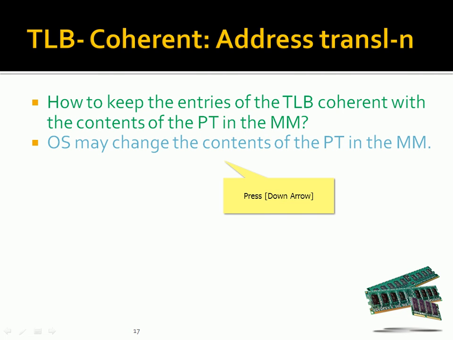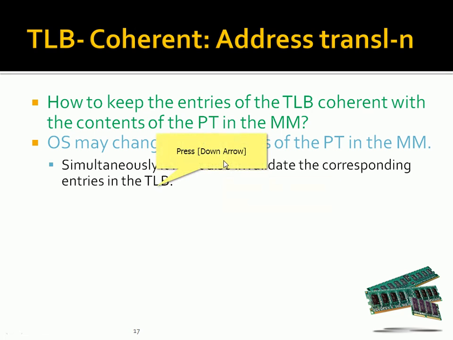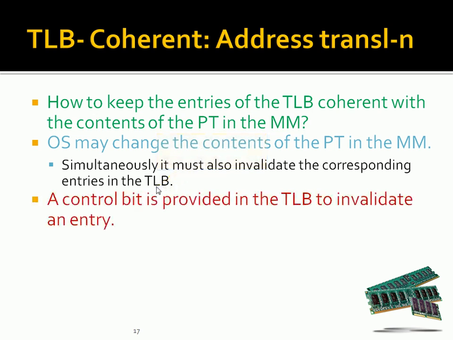The operating system may change the contents of the page table in the main memory. That is also a possibility, right? So simultaneously it must also invalidate the corresponding entries in the TLB. If it changes the information in the page table, the respective information will be modified in the TLB also. So control bits are provided in the TLB to invalidate an entry.